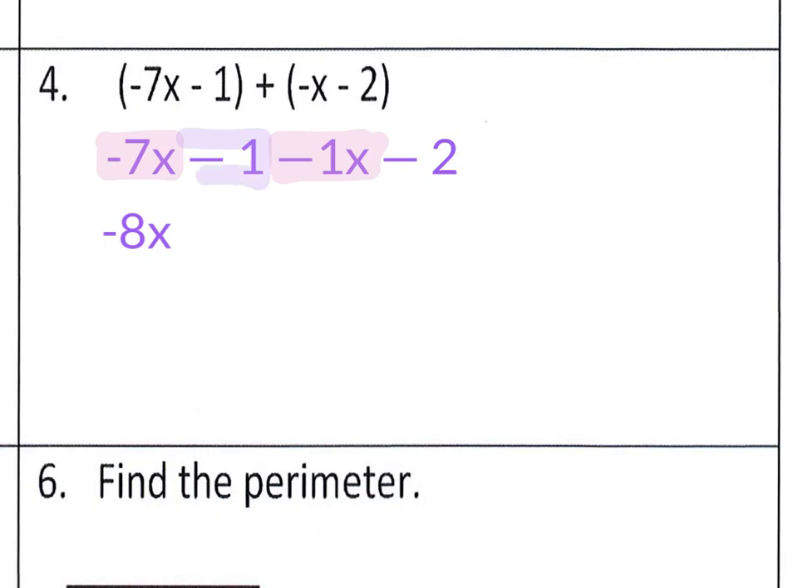Then next I see negative 1 and then negative 2. These are both constants, so I'm going to put those in my calculator. Negative 1 minus 2, and I get negative 3. So my final answer, when I write it, is negative 8x minus 3. And we put a circle around that.